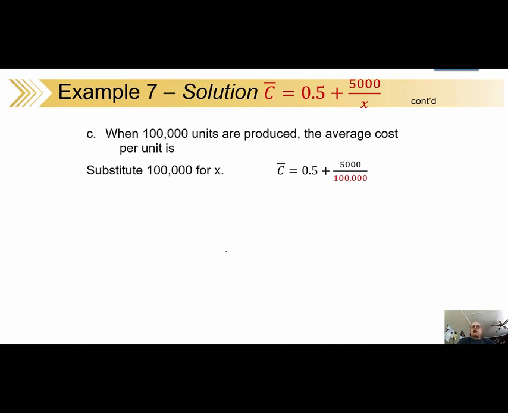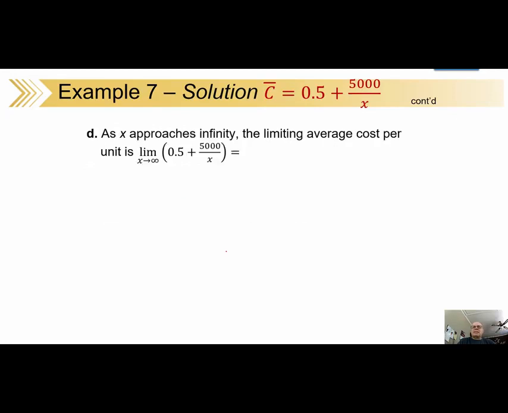How about you up it to 100,000 units? Just put the 100,000 in where the x is, and your average cost is down to 55 cents per pen. What if we even ran it up further and made more pens, or whatever we're making? Well, there's your limit again. That's why we wanted to use the limits back there. Not only does it define the derivative, but it's handy up here too.